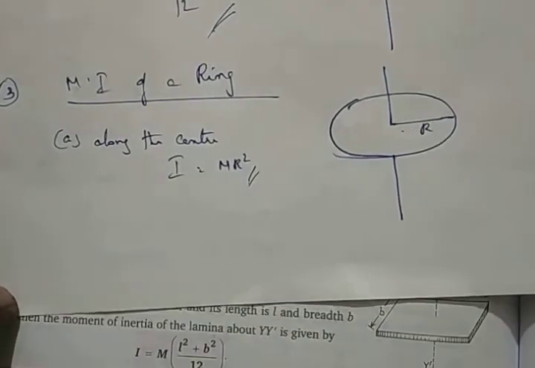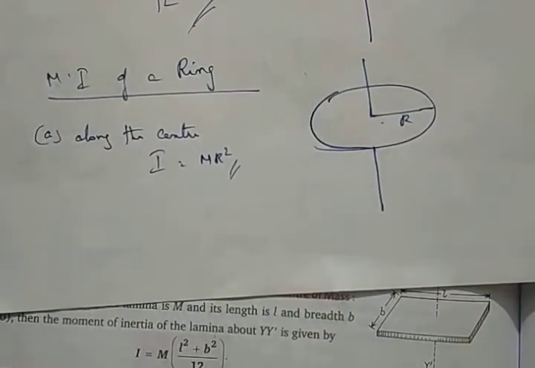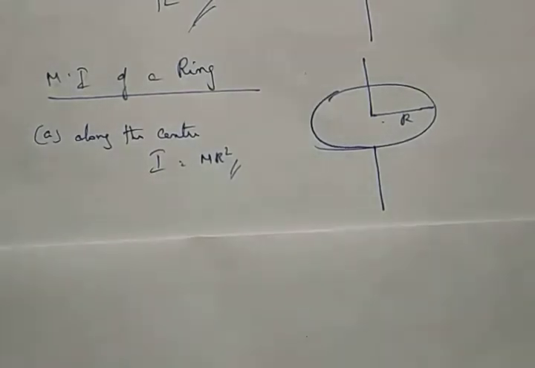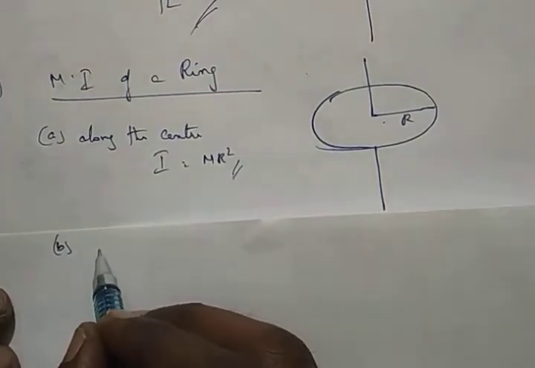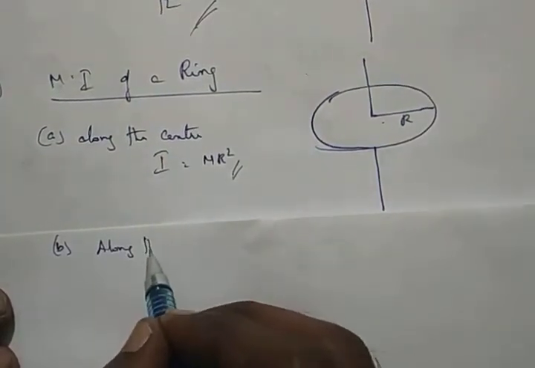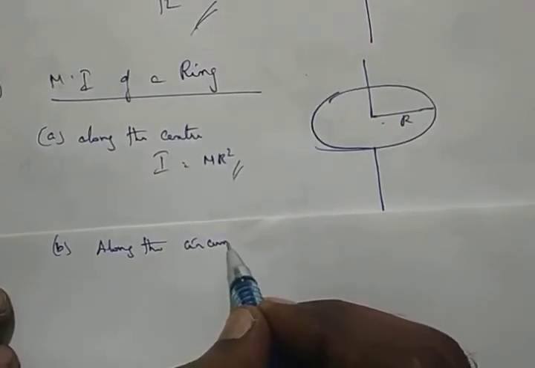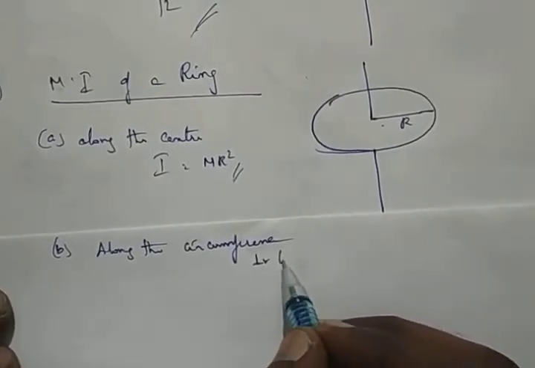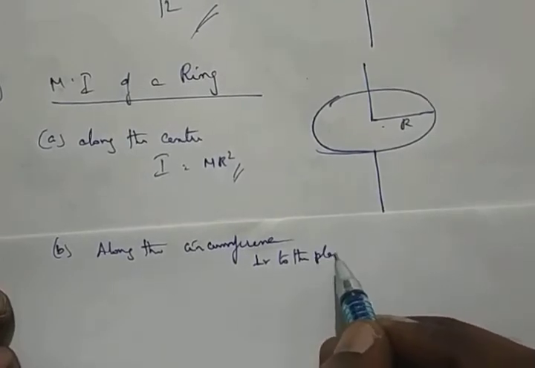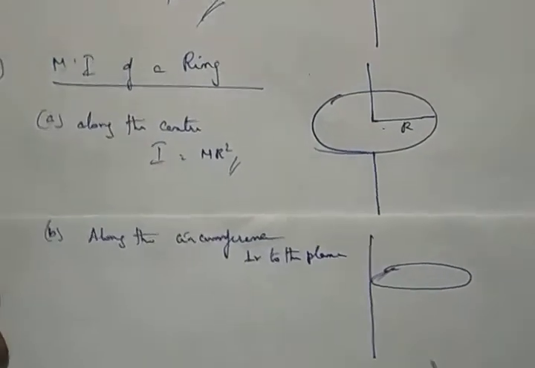Now we are going to see many other moments of inertia. What will happen along the side, along the diameter? You can keep finding it out, right? So what will happen here? B part, along the circumference, along the circumference perpendicular to the plane. That means the ring is like this and you want to rotate like this.